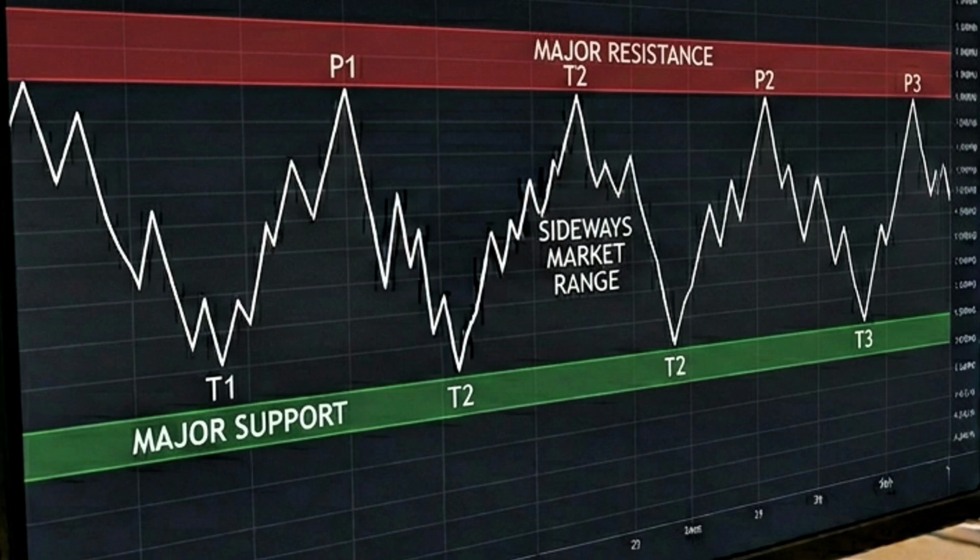This is where beginners lose money, because they try to force trades in sideways markets. Now listen carefully. One of the smartest things you can do is simply wait for clear trends. Remember, the trend is your friend. Trading with the trend is easier than fighting against it.